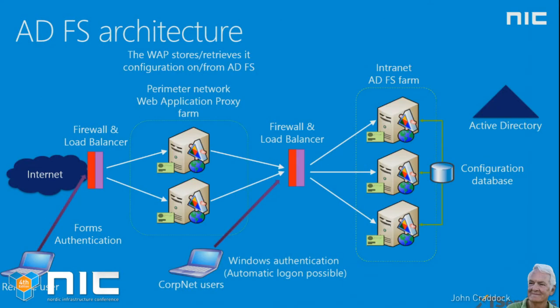So what should our architecture look like? Well, it should be farm-based, and what we need is the ADFS proxy, which is the Web Application Proxy these days. ADFS is part of that. We will need to load balance to that, and then we will need to load balance to our ADFS farm, which will need a configuration database. Where does the configuration database come from for the proxy?